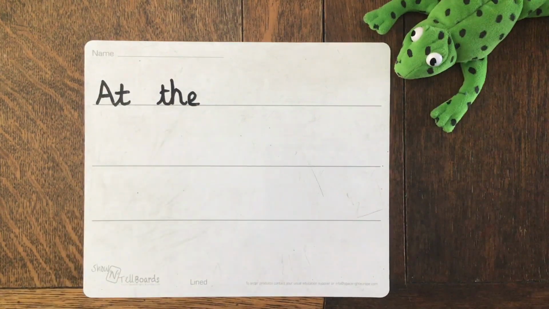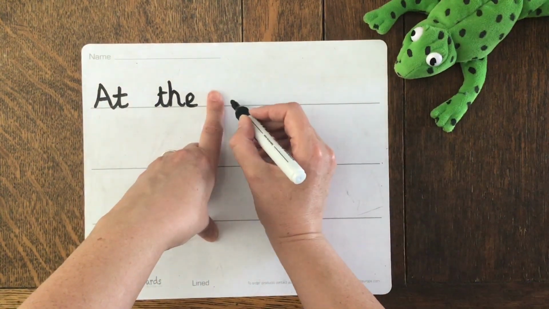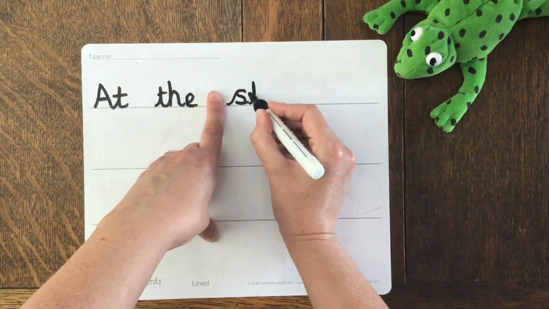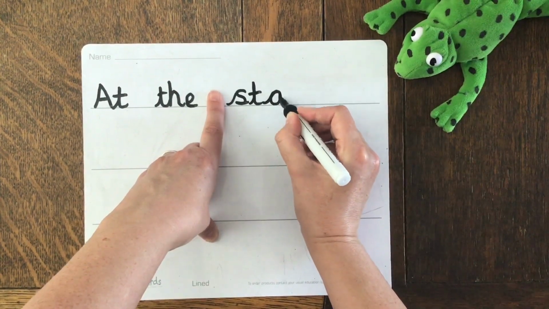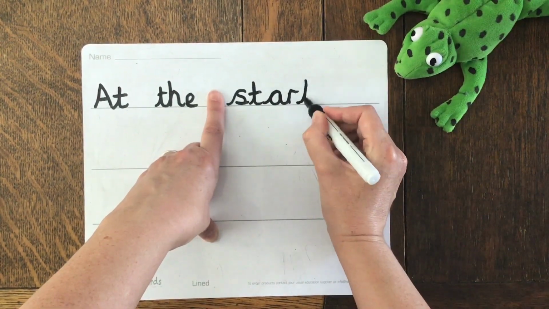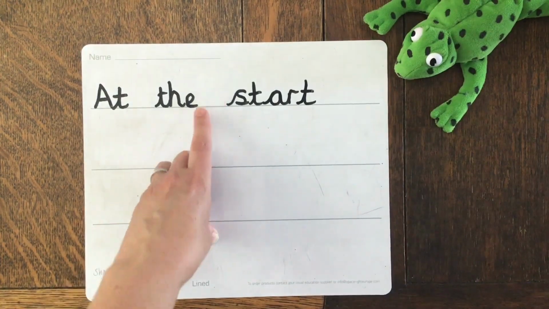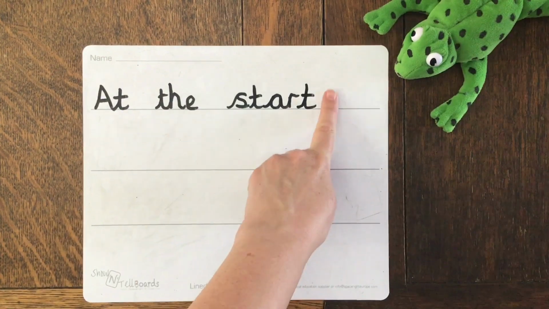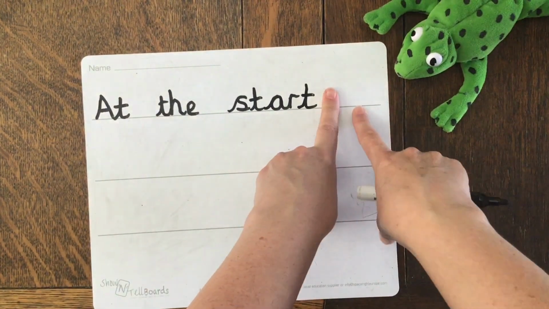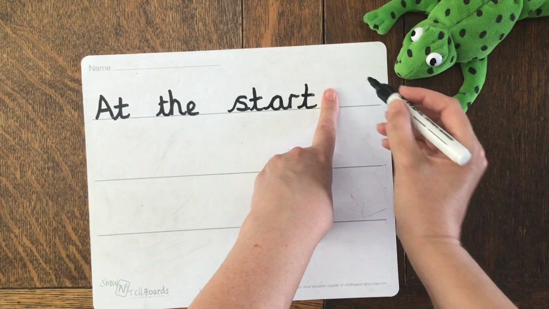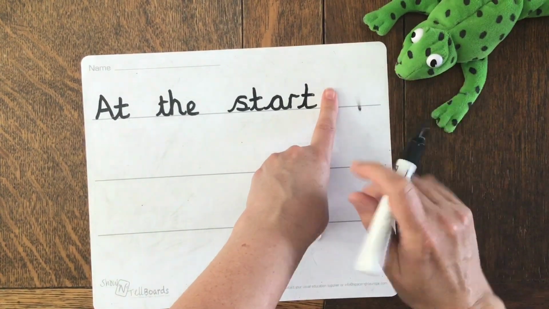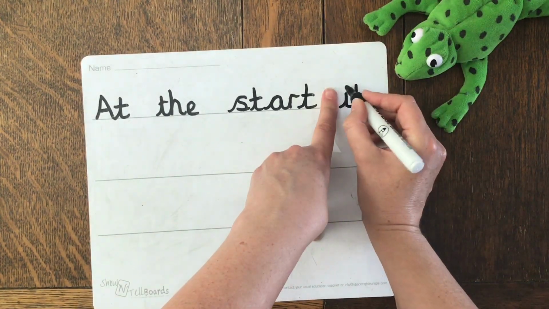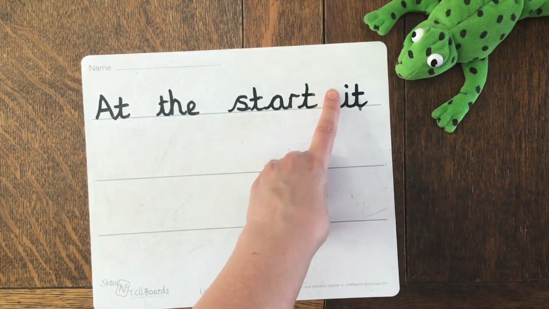At the start. Start. St. Ooh, lovely R digraph in the word start. At the start, finger space, it. Can I fit it in there? Yes, I think I can. It. Let's get that out of the way. So I need the I and the T. Don't forget to dot the I and cross the T.